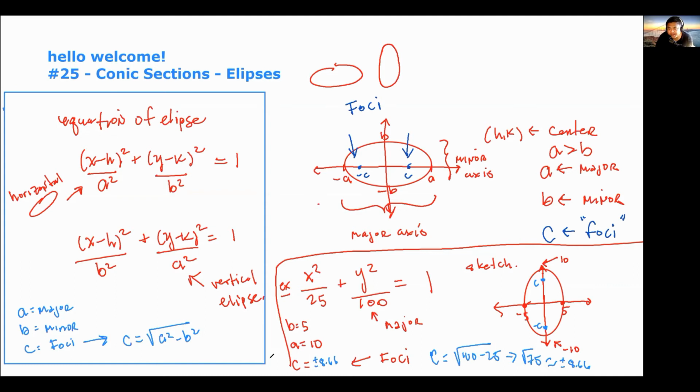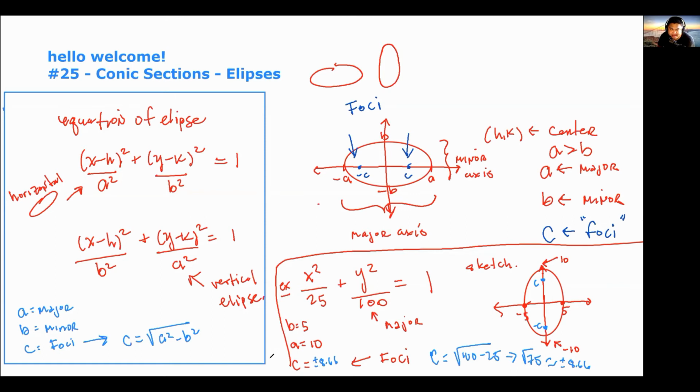It's pretty simple. Now, here's a question. What would be true about a circle? What do you think is true about A and B if we have a circle? Think about it. Yes, that's right. A and B would exactly be the same.